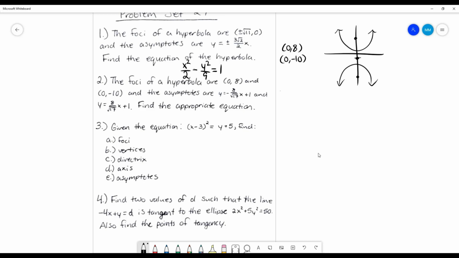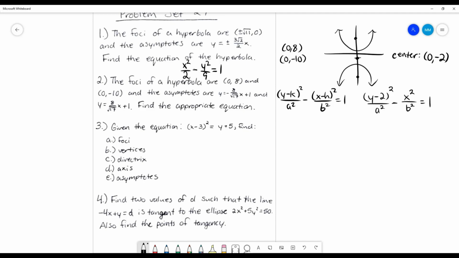Which tells us that this time, it's going to be y minus k squared over a squared minus x minus h squared over b squared equals 1. And it looks like our center, since it's going to be right smack dab between those, is going to be at 0, what's right between those? Negative 2. So now, plug that in here, so it's going to be y minus 2 squared over a squared minus x minus 0, so just x squared over b squared equals 1, okay?